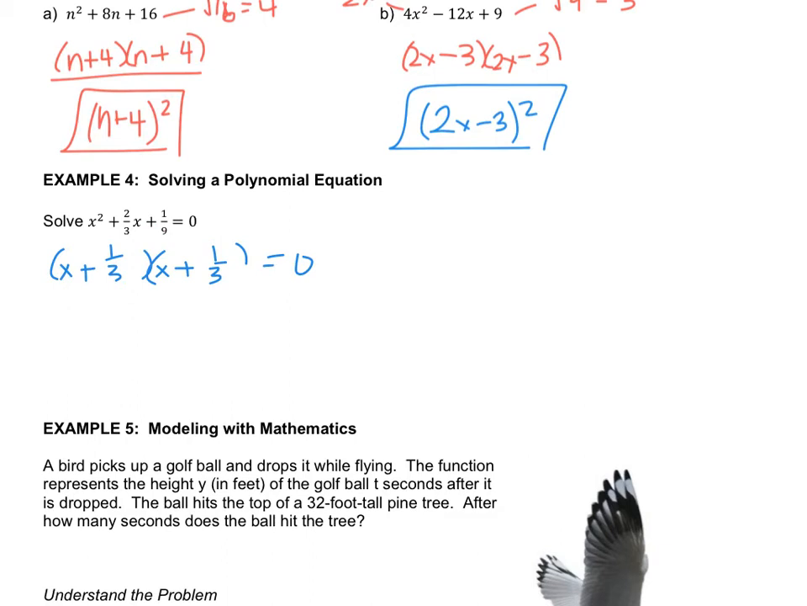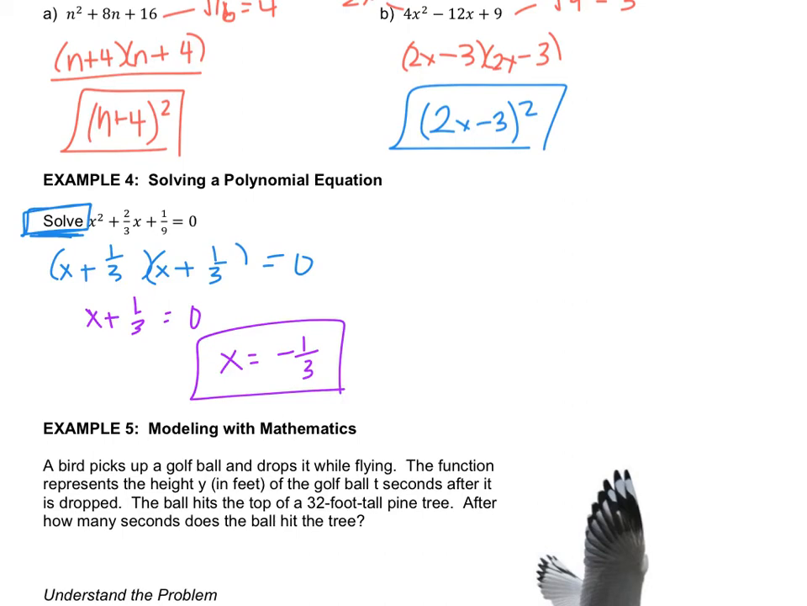So now it wants me to solve. So I need to drop my line like we did back in an earlier lesson where we found out what the value of x was. Obviously, they're going to be the same, so I don't need to solve it twice. If x + 1/3 equals 0, that means that the value of x is negative 1/3.